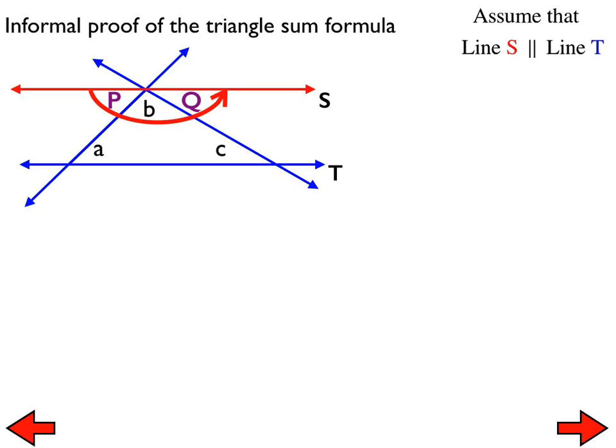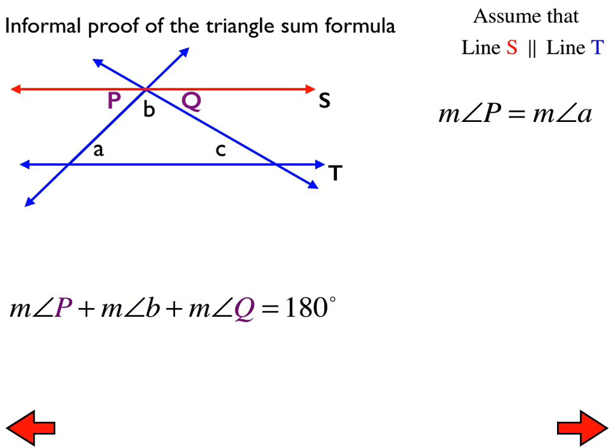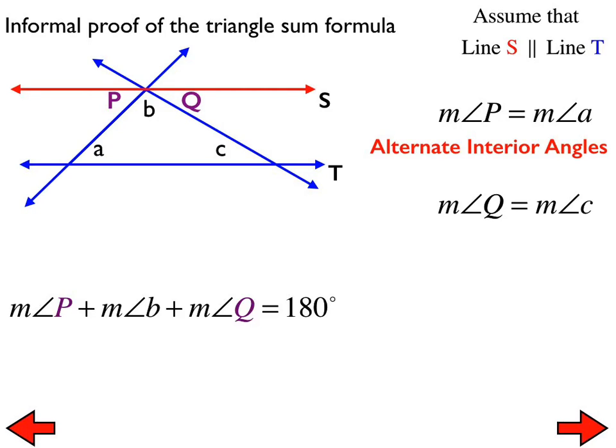All 3 of those have to add up to 180. Do we agree with that? Angle P, angle B, and angle Q? Yes or no? Yeah, because they're on a straight line right there. But not only that, I also should realize that angle P and angle A are congruent to each other. Why are they congruent to each other? What kind of angles are they? They're alternate interior angles. And also, for the same reason, angle Q and angle C are congruent to each other because of alternate interior angles.